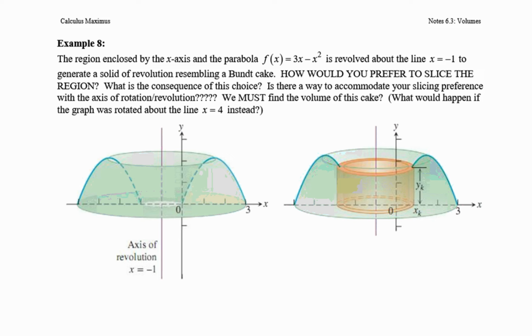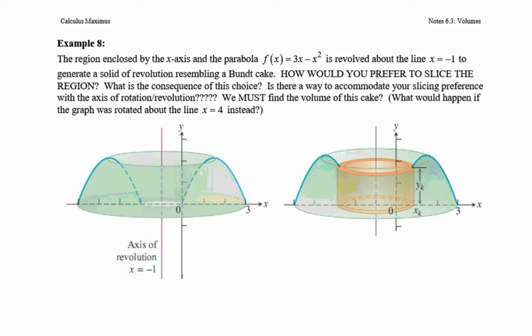Now on to something a little more exciting. So let's say we have a region enclosed by this parabola and the x-axis, and it's revolved around the line x equals -1. So we have a nice little picture here, and it kind of looks like a bundt cake. So how would we slice this region?